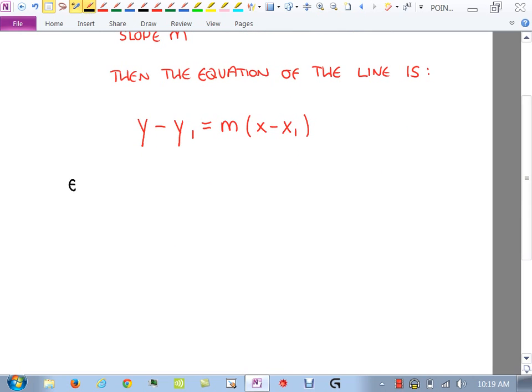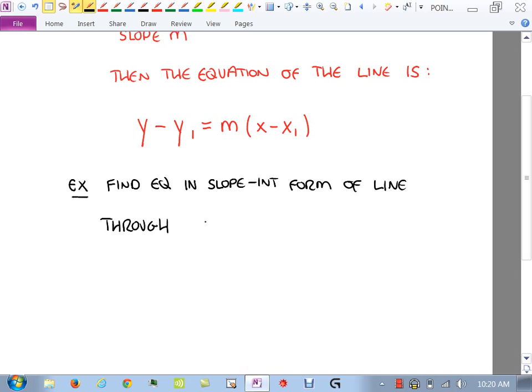As an example, find the equation in slope-intercept form of the line through (2, 3) with slope -4.